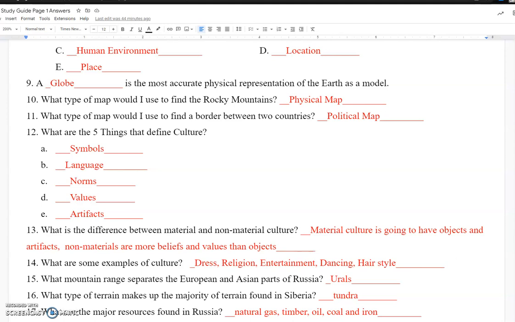15, what's the mountain range that separates the Asian part of Russia from the European part of Russia? And that's the Ural Mountains. 16, what type of terrain makes up the majority of what's found in Russia? That's going to be tundra. So remember that tundra is going to be real rough and rocky, very frozen land.